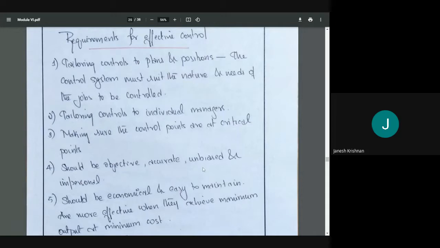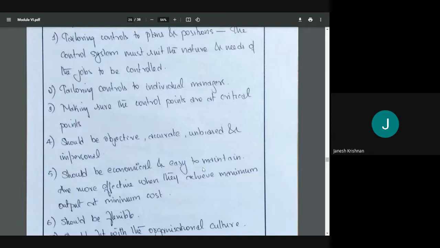Then it should be economical and easy to maintain. If it is expensive and difficult to manage, we may not carry it out into the future. We may do it once or twice, but it may not carry on for the future. We may get fed up with it. So it should be very economical and easy to maintain. Controls are more effective when they produce maximum at a minimum cost, like anything else.